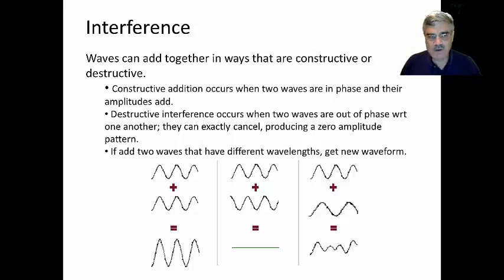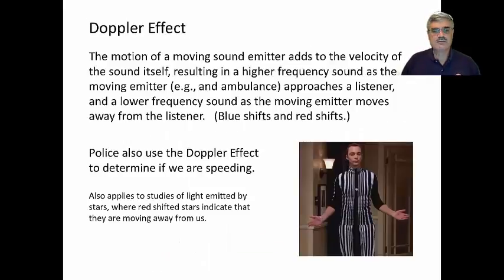Another effect I want to talk about related to sound, but also light, is something called the Doppler effect. The Doppler effect refers to the fact that if a source of a sound wave is itself moving, the velocity of the moving emitter adds to the velocity of the sound itself. This results in a higher frequency sound as the emitter, like an ambulance, approaches a listener, and a lower frequency as the emitter moves away from the listener.